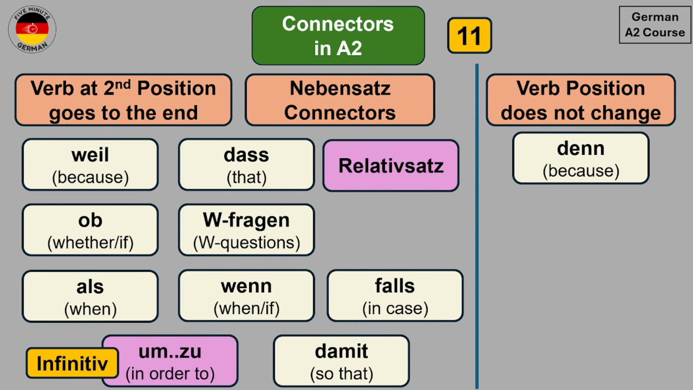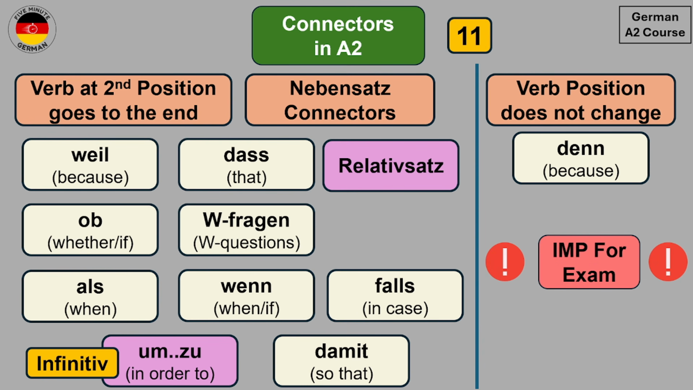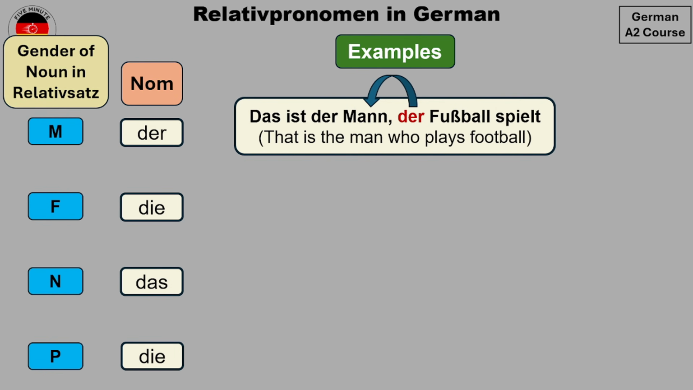Now this overview is important for the exam because if you know what happens to the verb when you use a connector, then you will be able to make correct sentences. Now let's take a look at some more examples with relative pronouns in nominative. So for understanding, let's take the same example, but this time with a feminine noun.